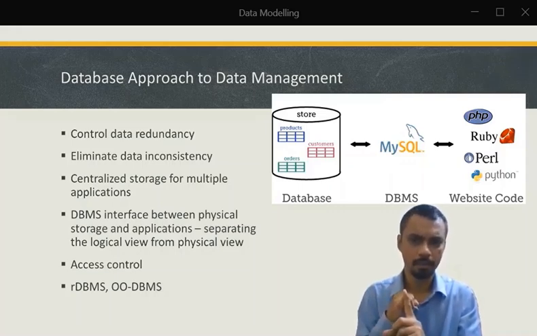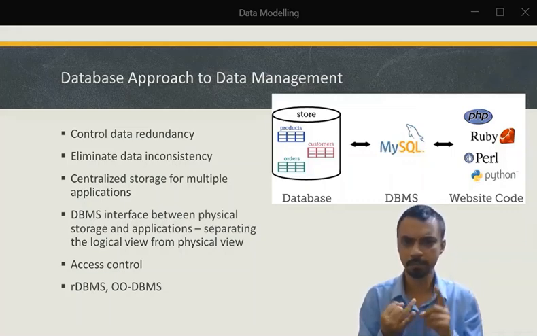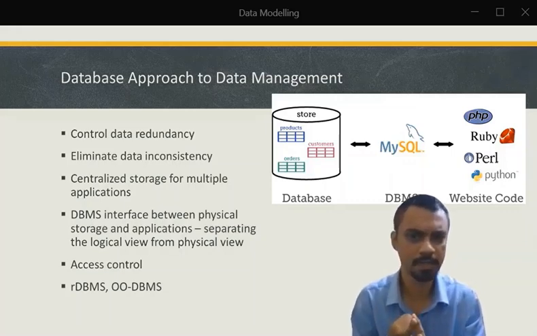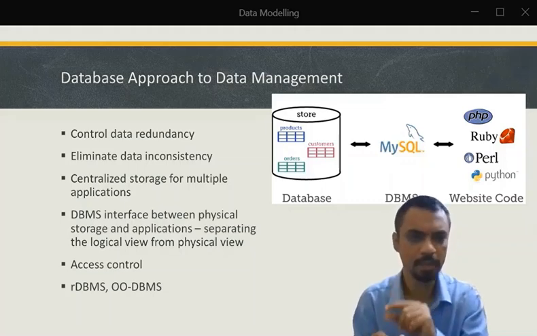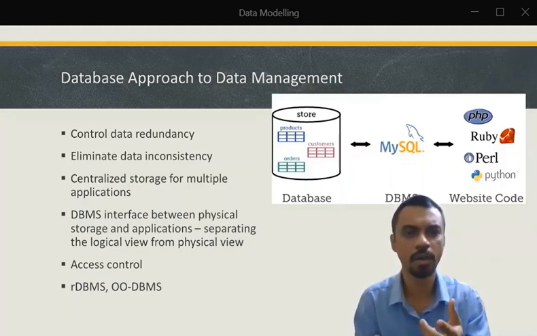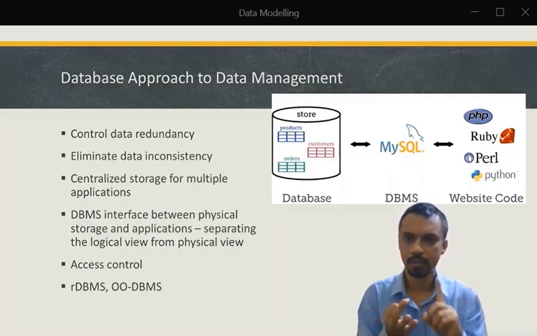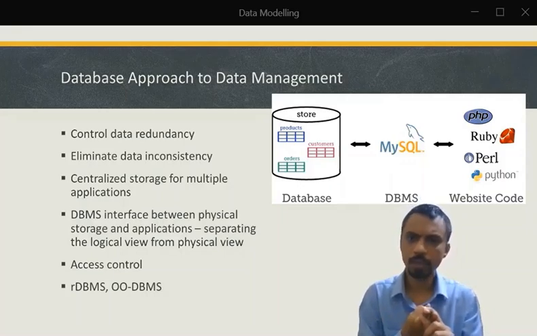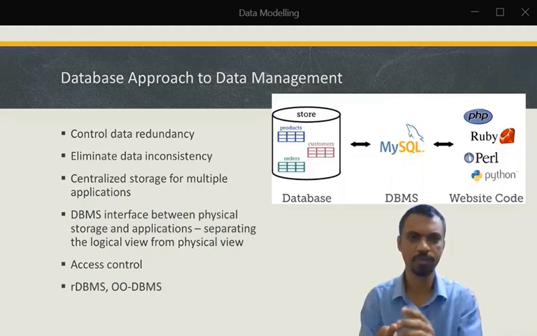It minimizes or controls the data redundancy. There are no duplicates. It minimizes or eliminates the inconsistency. So a person's name is written the same way in all records, even if the person typed it wrongly on one of the occasions. Then third, multiple applications access the same centralized storage of data.